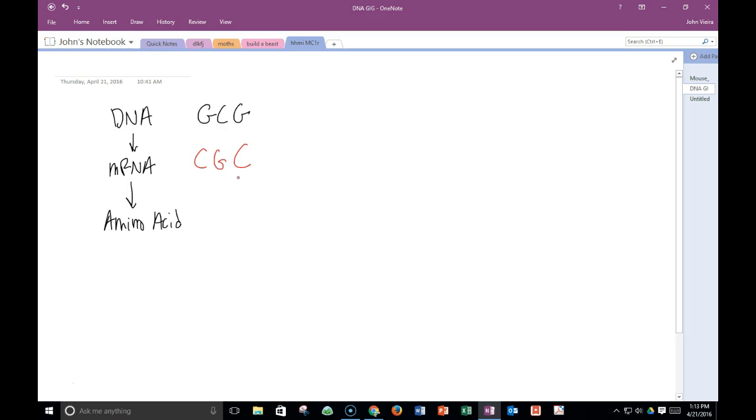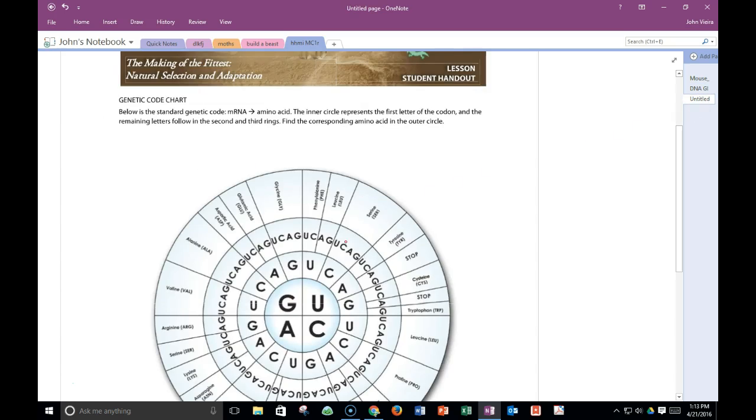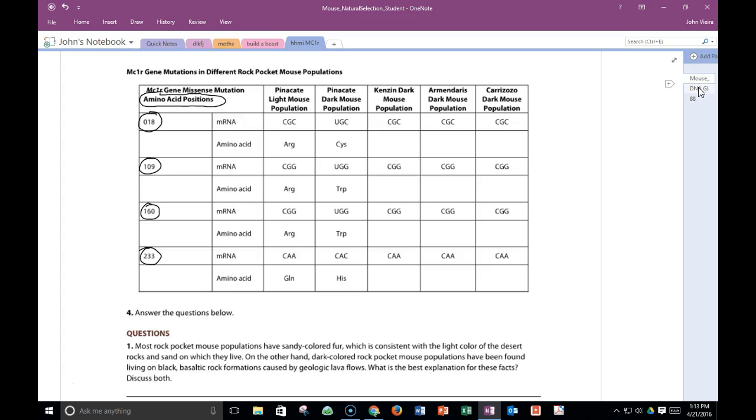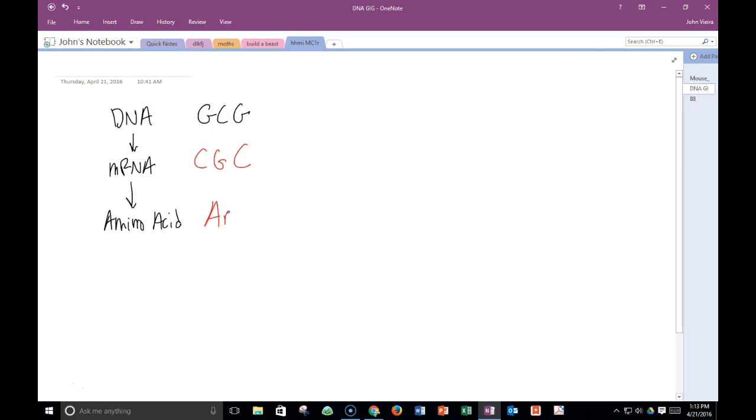And then CGC, if you look at this, CGC codes for an amino acid, arginine. So this is arginine. And then your next DNA, whatever those three letters are, is going to code for another three letters, which codes for another amino acid, and we bond them together. And eventually we get this chain of amino acids.